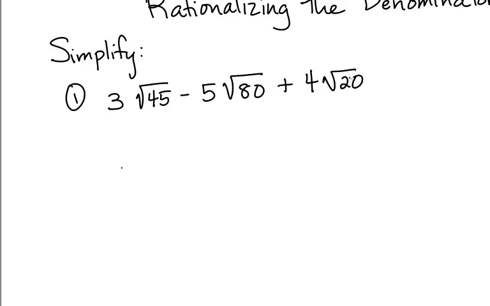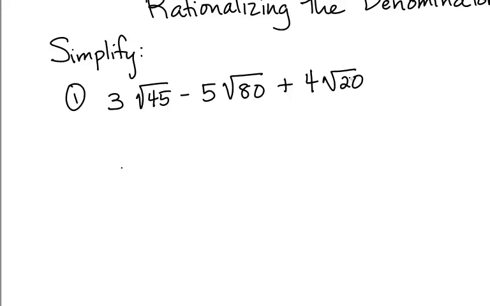I'm going to do this mainly by examples. We will just say to simplify, say you have 3 radical 45 minus 5 radical 80 plus 4 radical 20. So you're adding or subtracting radicals. And you do want to pay attention whether or not they're square roots or cube roots, whatever. These are all square roots.